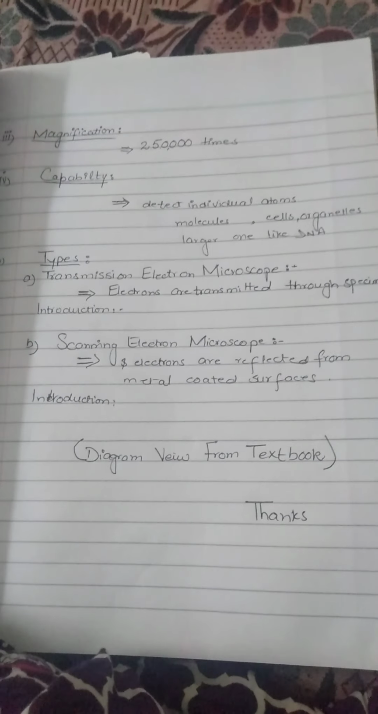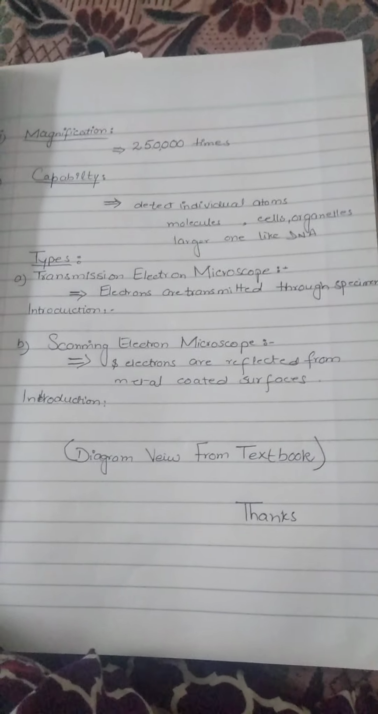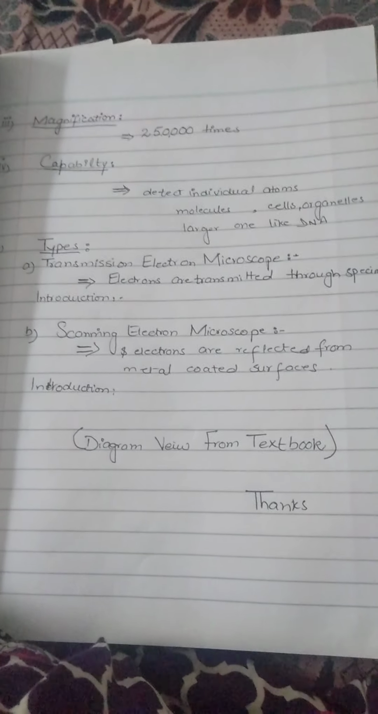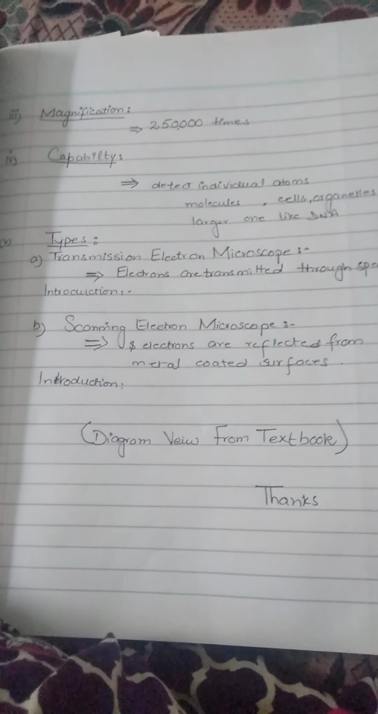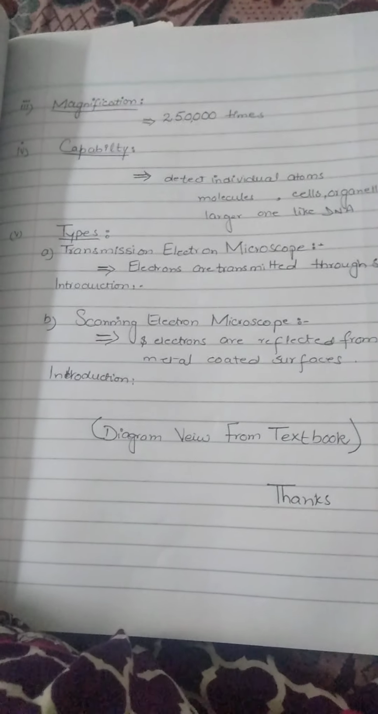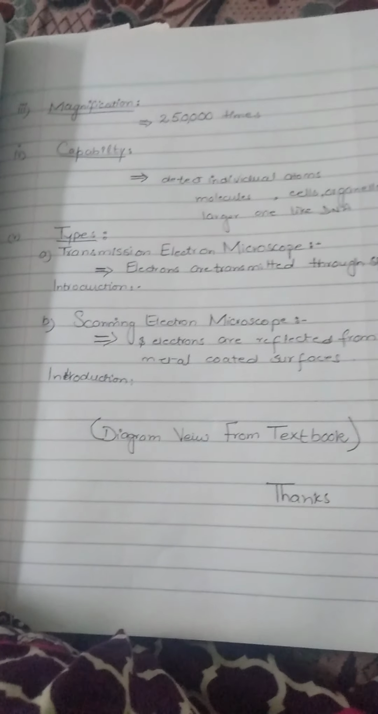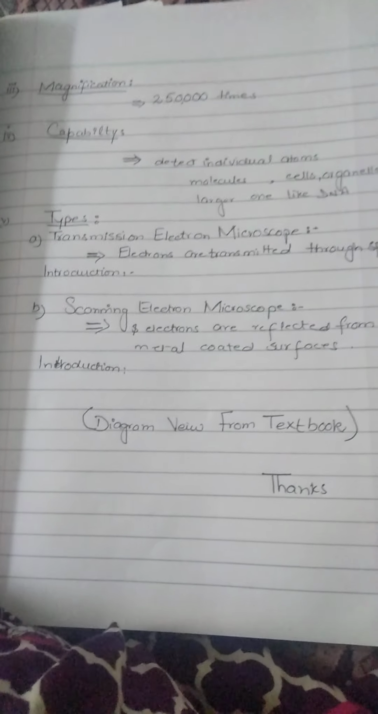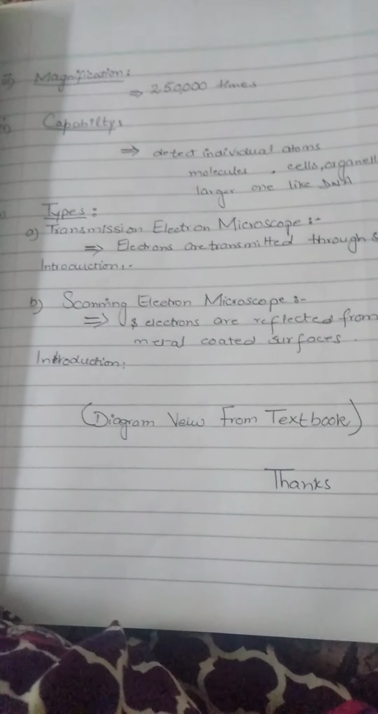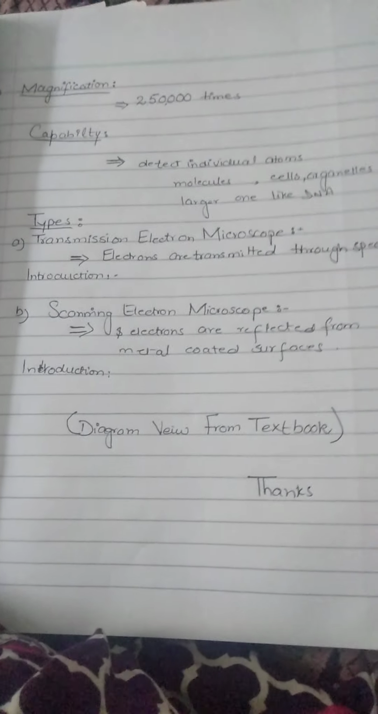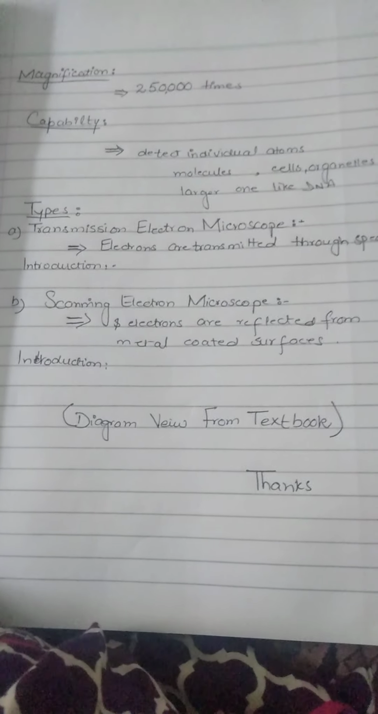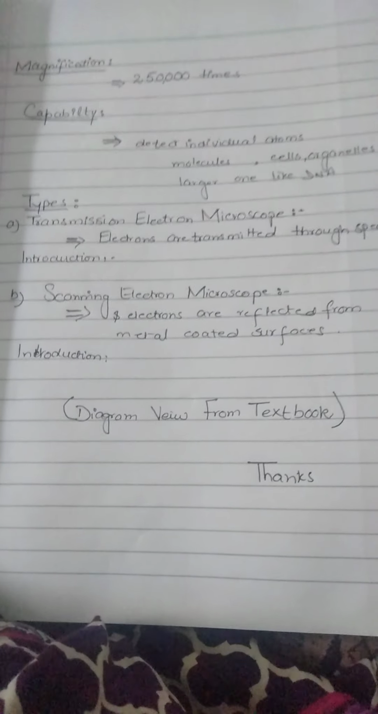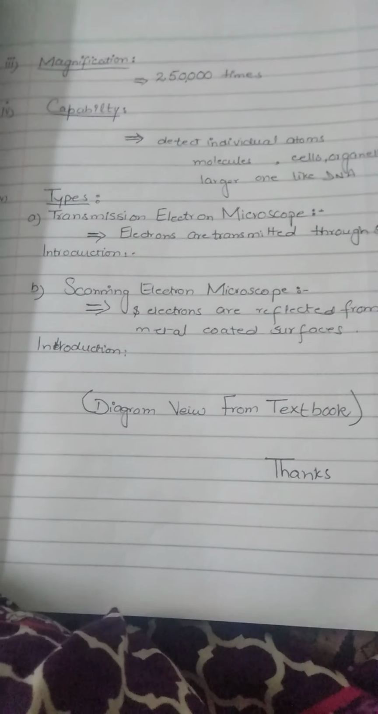Now, what is happening in those types? In transmission electron microscope, electrons are transmitted through the specimen. TEM is used to study the detail of internal cell structure. Then we have SEM, or scanning electron microscope. Electrons are reflected from the metal coated surfaces. SEM is used to study structure of cell surfaces.